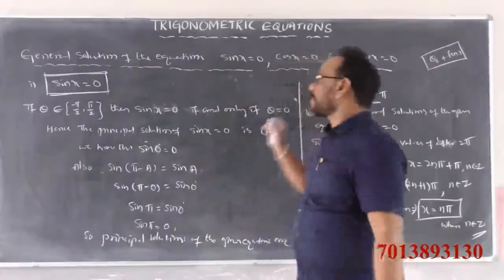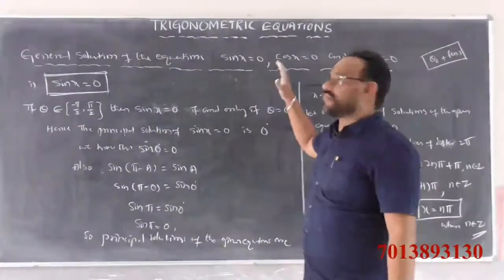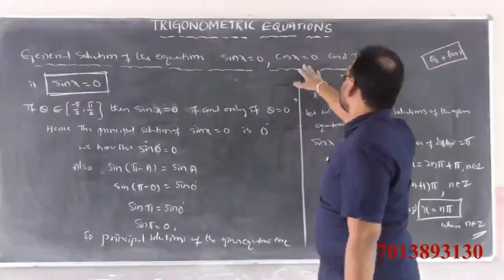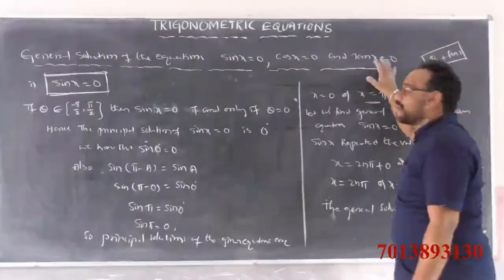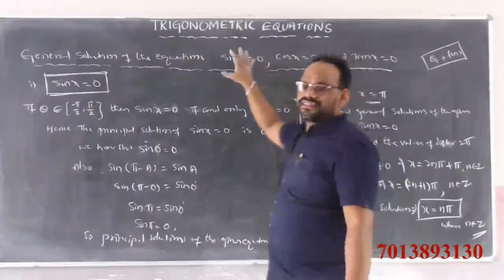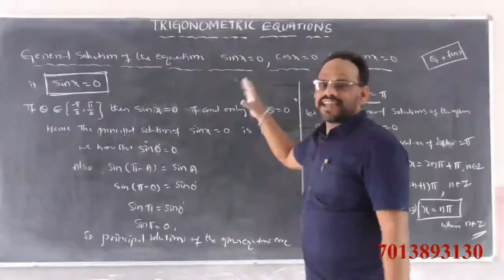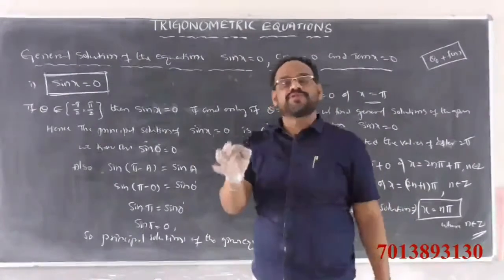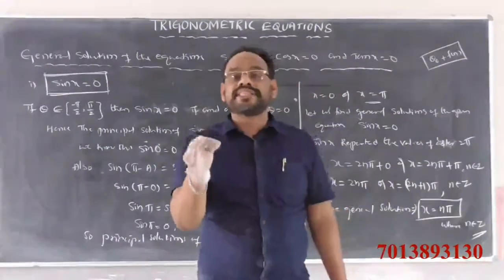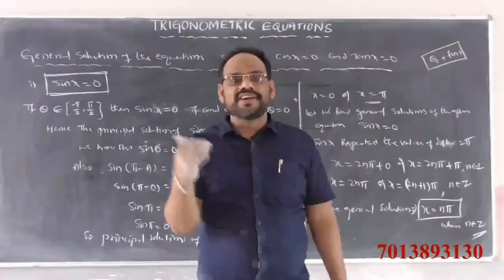Observe here. We want the general solutions of the trigonometric equations sin x equals 0, cos x equals 0, tan x equals 0. First find the general solution of sin x equals 0. First we find the principal solution of the given trigonometric equation.